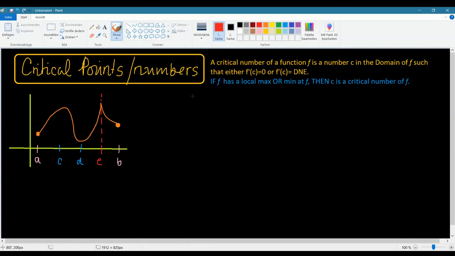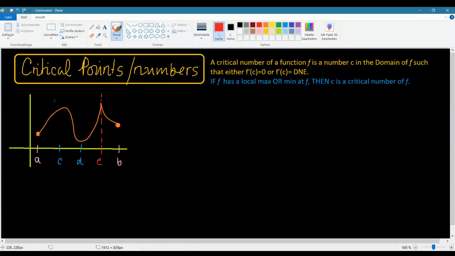A critical number of a function f is a number c, so any number, in the domain, right? So usually we're given a domain with this when we're using them to find extrema. In the domain of f, such that either the derivative of the number equals 0 or the derivative of the number does not exist. Now, let's look at these options first of all on this graph, right?